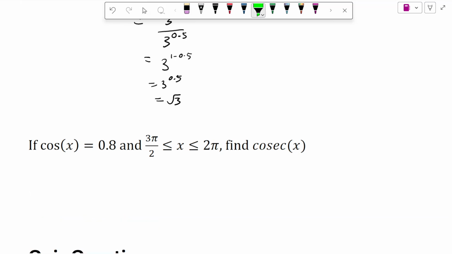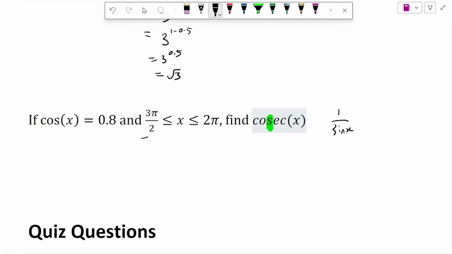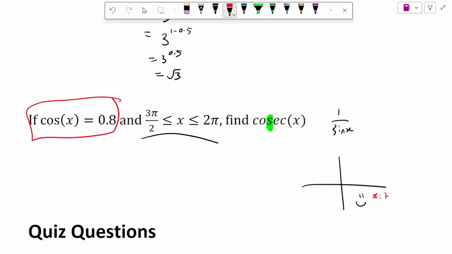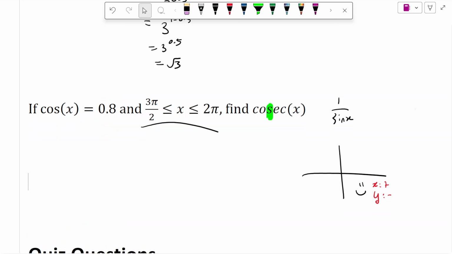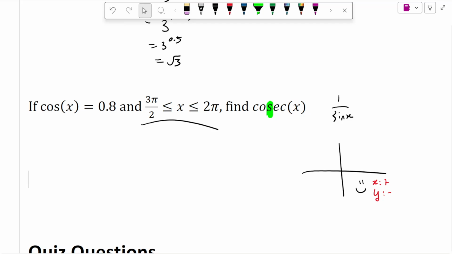Okay, if cos is that, and there's the angle, find cosec. So importantly, S is the third letter. So what they're really asking for is 1 over sine of x. Since we're in this range here, we're in this quadrant. So notice that x is positive, so that's why the cos value there is positive, and y will be negative, so that tells us the sine value should be negative. So what we're going to do is, first of all, you can find the angle and then put the angle back into sine and then find cosec.